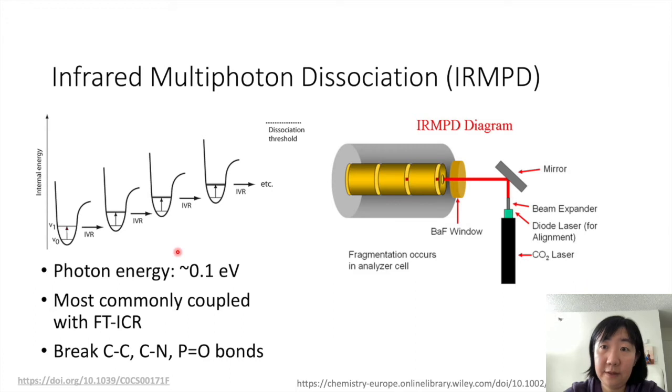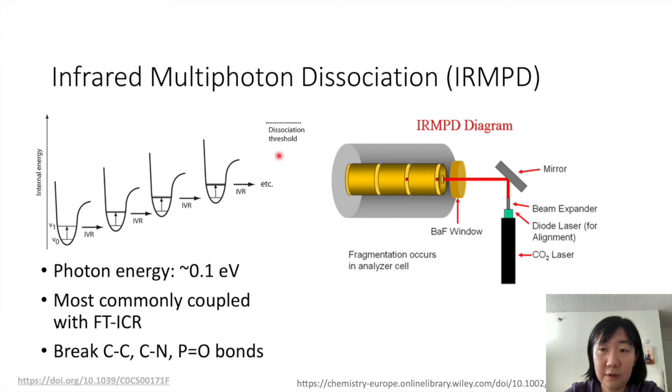For IRMPD, we use a CO2 laser to heat a parent ion. But due to the relatively low energy of IR photons, which is about 0.1 electron volt, multiple photons are needed to accumulate energy to reach a more energetic vibrational state until the bond is broken.